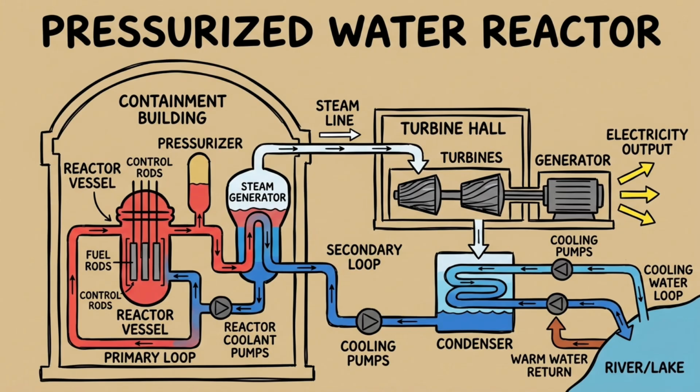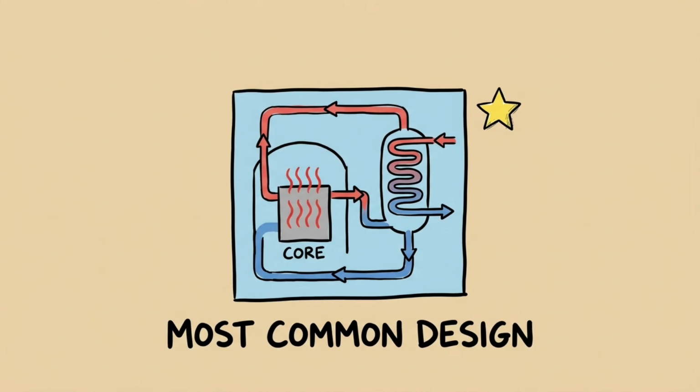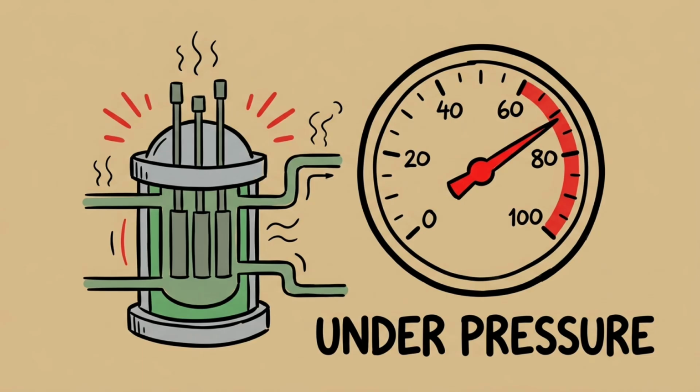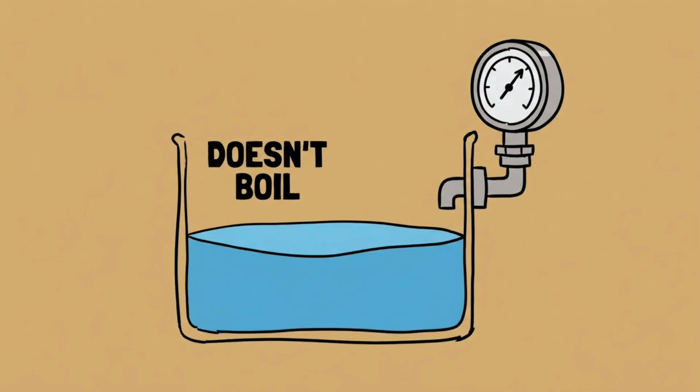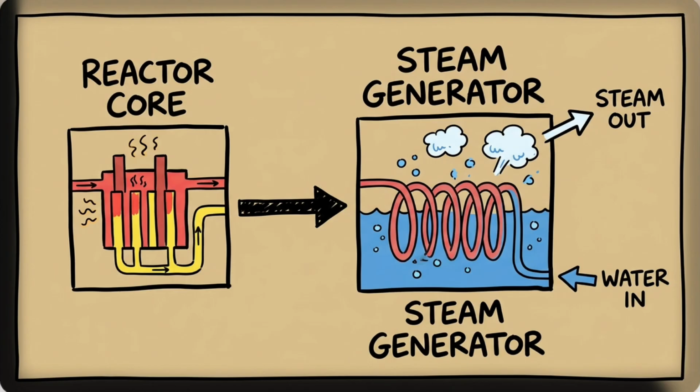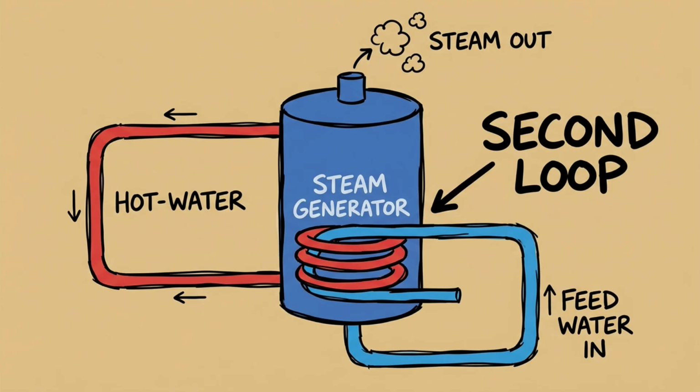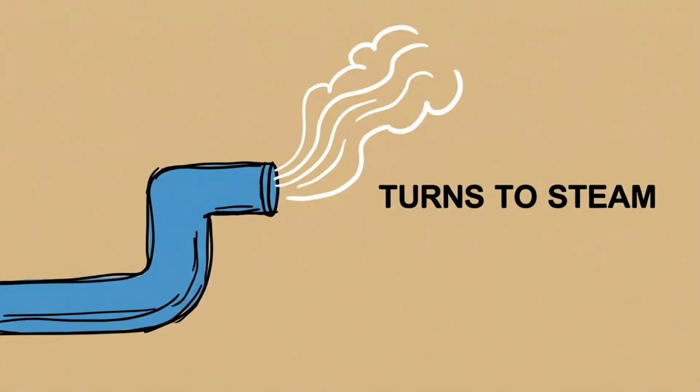In a pressurized water reactor, the most common design in the world, this superheated water is kept under intense pressure so it doesn't boil. Instead, it flows into a separate chamber called a steam generator, where it heats a second, completely separate loop of water. That second loop is the one that actually turns to steam.